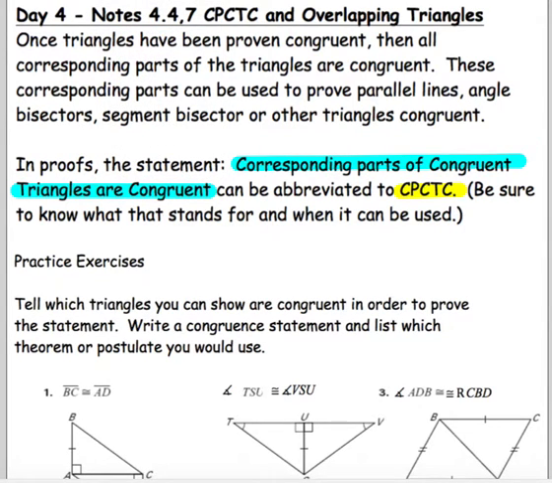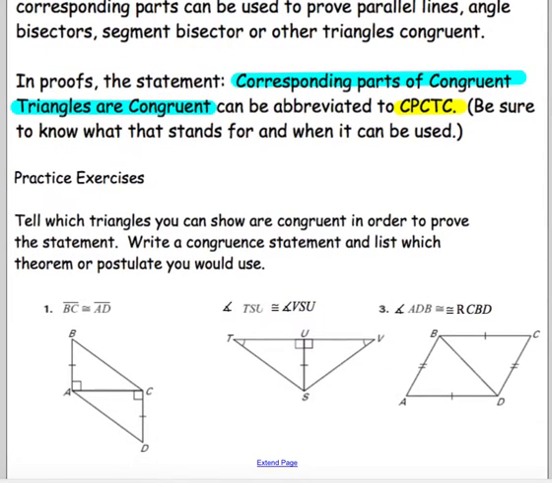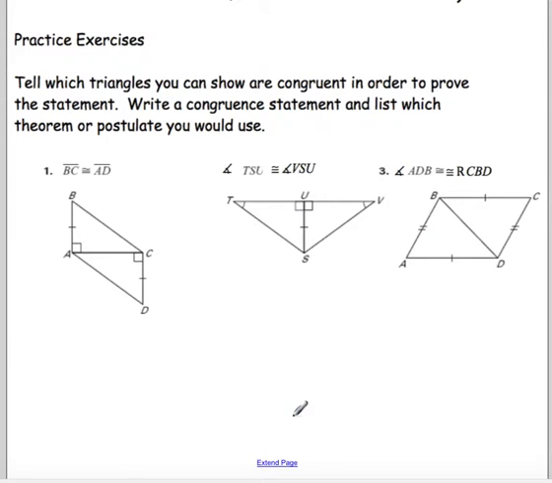So some practice problems are given below, and it says tell which triangles you can show are congruent in order to prove the statement. Write a congruent statement and list which theorem or postulate you would use. So in this particular one, all we're doing is saying which pair of triangles is congruent, if at all, and how we know that that particular pair of triangles would be considered congruent.